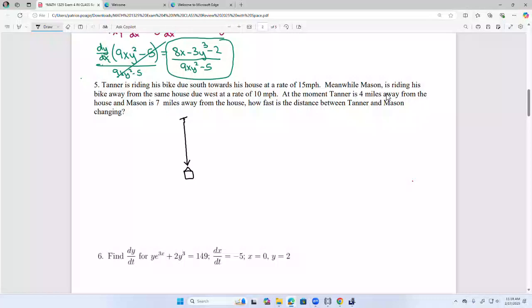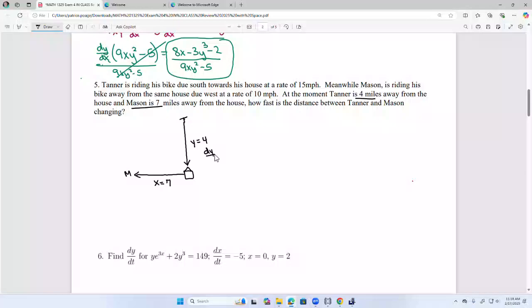Meanwhile, Mason is riding his bike away from the same house due west. So Mason's going this way at a rate of 10 miles per hour. Okay, at the moment that Tanner's 4 miles away from the house and Mason is 7 miles away. So if this is my X and this is my Y, then I know Mason is 7 miles away and Tanner is 4 miles away.